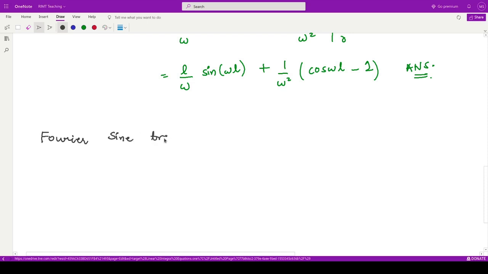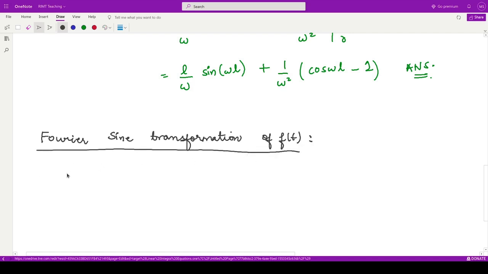So let us now next see what is the Fourier sine transformation of the given function. Fourier sine transformation of f of t, some function f of t. So this is defined using the expression fs of omega, that is equal to the Fourier sine transform of the function f of t, which is defined again from the interval 0 to infinity, f of t sine omega t dt.